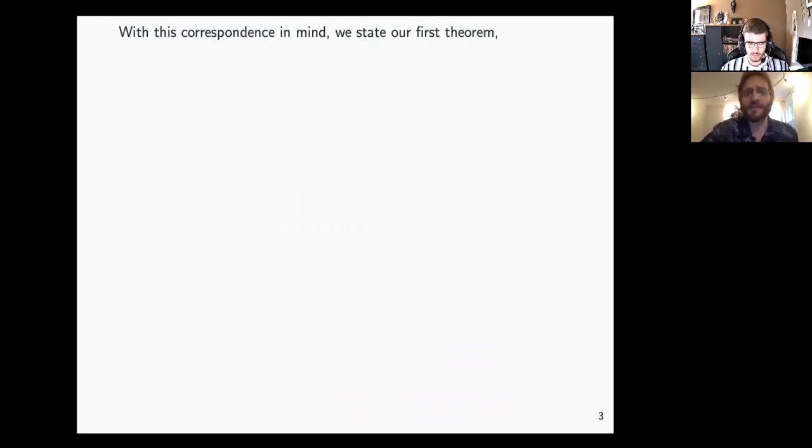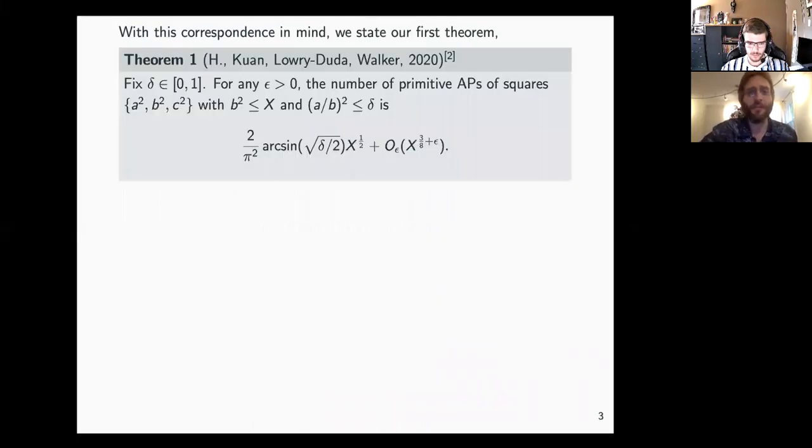With this correspondence in mind, I will state our first theorem, which is that if we fix a delta between 0 and 1, then for any epsilon greater than 0, which will be true throughout this talk, the number of primitive arithmetic progressions of squares a squared, b squared, c squared, such that the middle term b squared is less than or equal to x, and the ratio of a over b squared is less than or equal to delta, is 2 over pi squared times arcsine of the square root of delta over 2, times x to the 1/2, plus this error term.